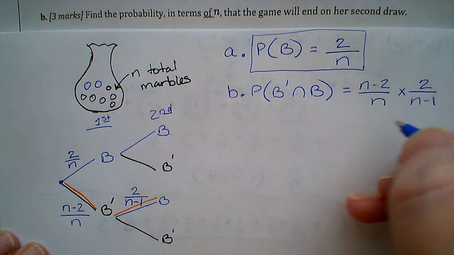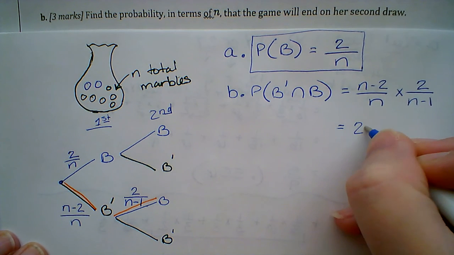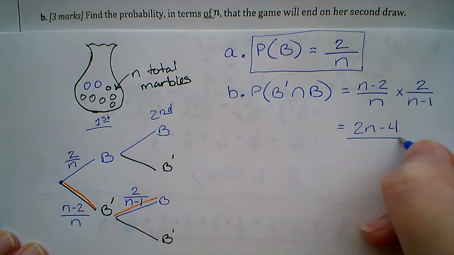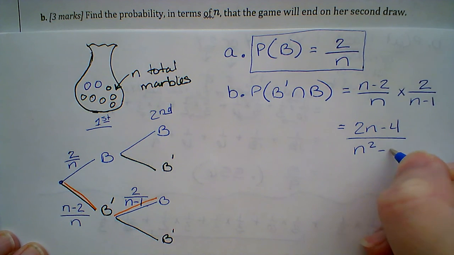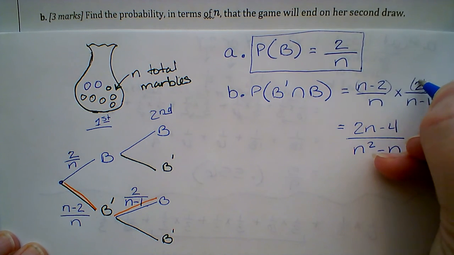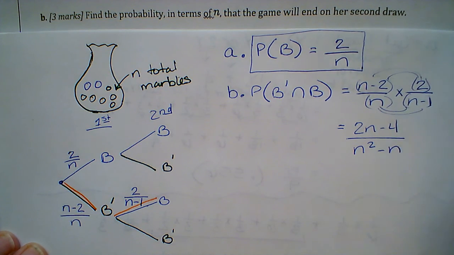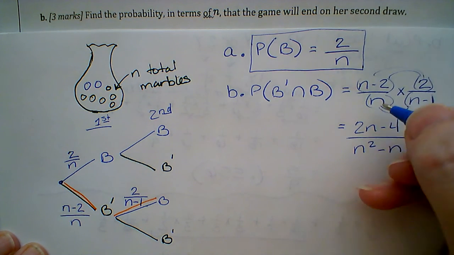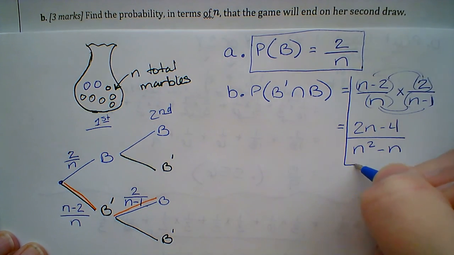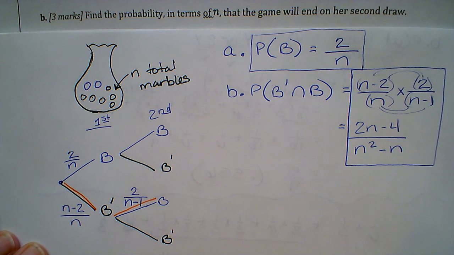That could be your answer. If you wanted to simplify this, you could get 2n minus 4 over n squared minus n. You could multiply the top, so you could distribute that 2, and you could multiply the bottom, so you could distribute that n. So either one of these would be acceptable for an answer for part B.